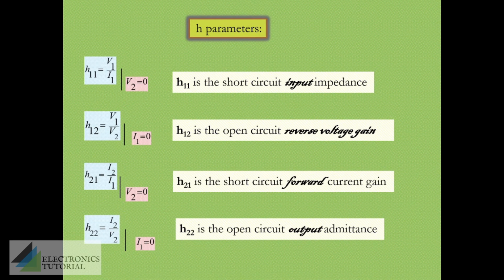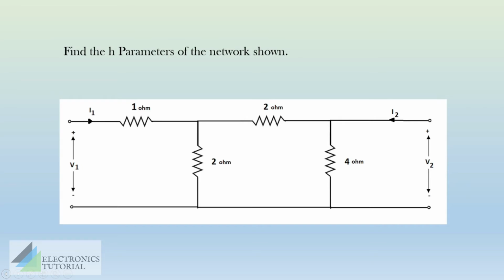This H parameter defines almost all conditions. We'll be getting the impedance value, admittance value, the voltage gain value and the current gain value. Let's try to obtain these values by solving a network. We'll try to solve a question. Find the H parameters of the network shown.